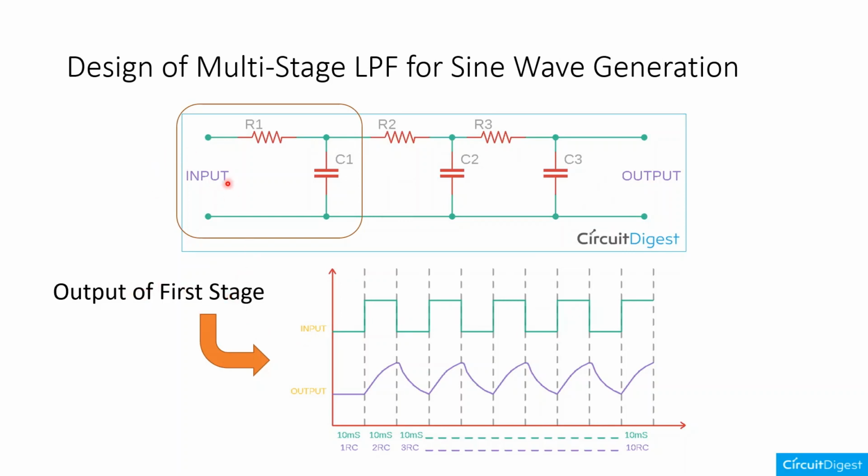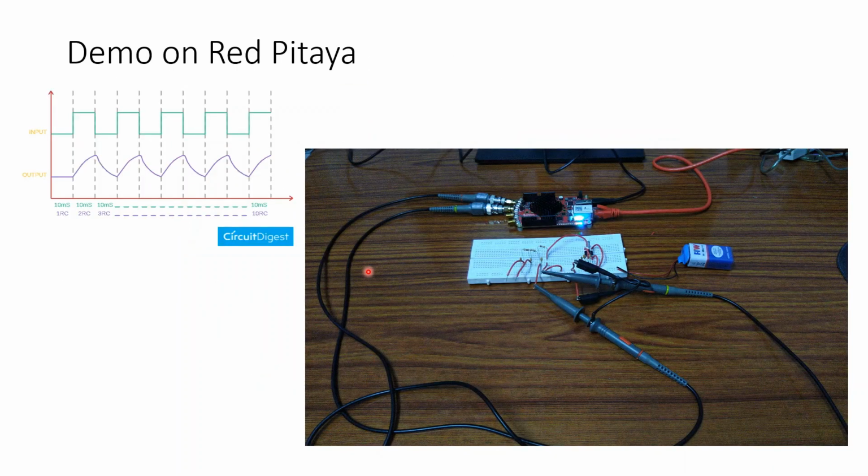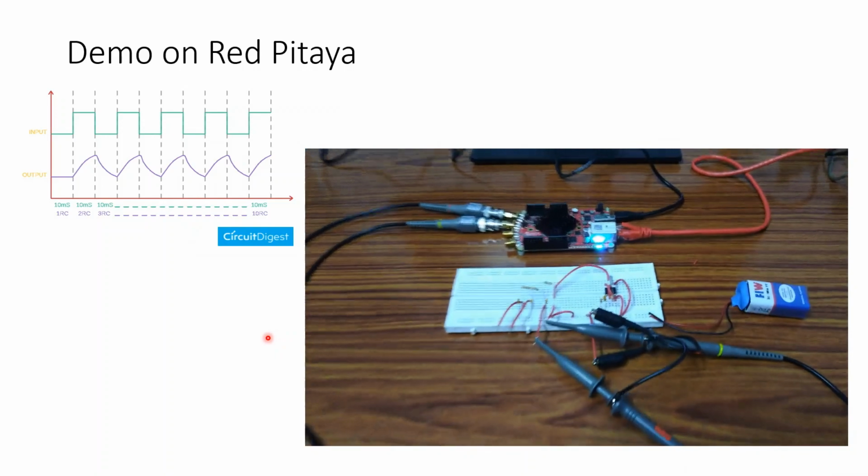So what we do is we connect the output of the 555 IC, the square wave, into the input of the first stage of this low pass filter, and then we observe the output of the first stage in the output channel. Now let's see how this first stage works.